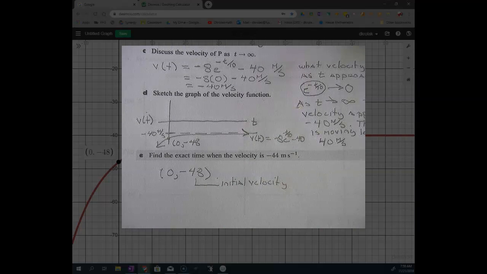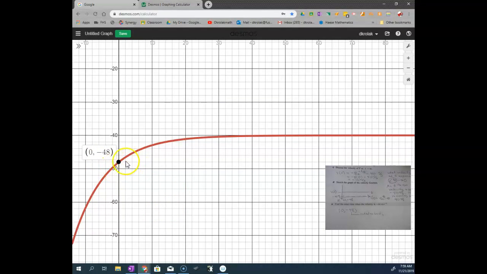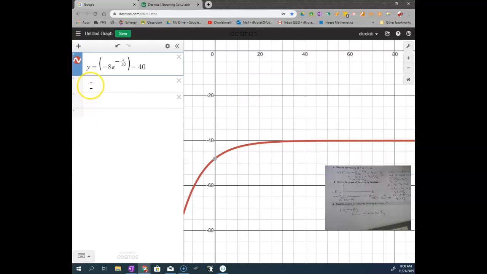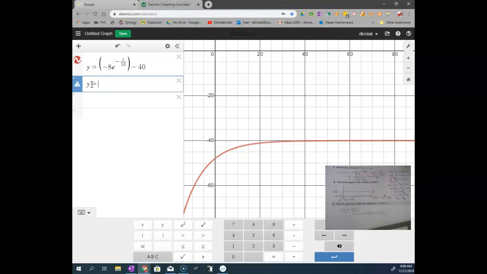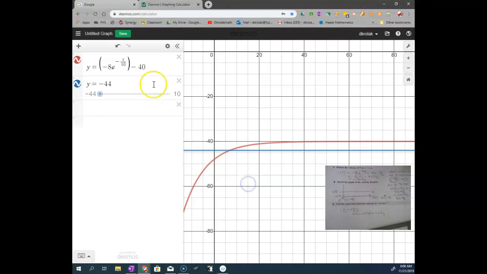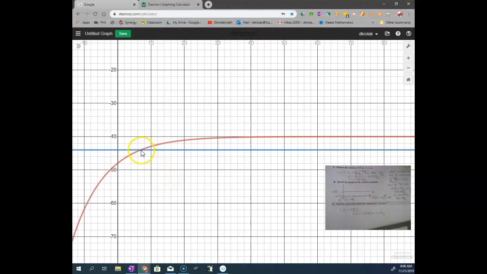If you look at your graph here, I want to know when the y-coordinate is negative 44. So somewhere in there. Now, if I want to know exactly, what second equation would I type in and look for the intersection? Negative 44. When I type that in, this intersection gives me the time when the velocity is at negative 44.